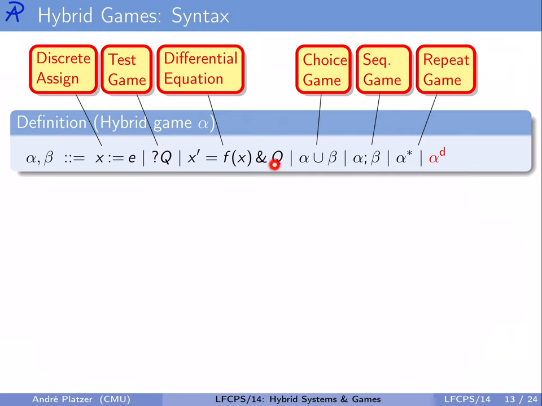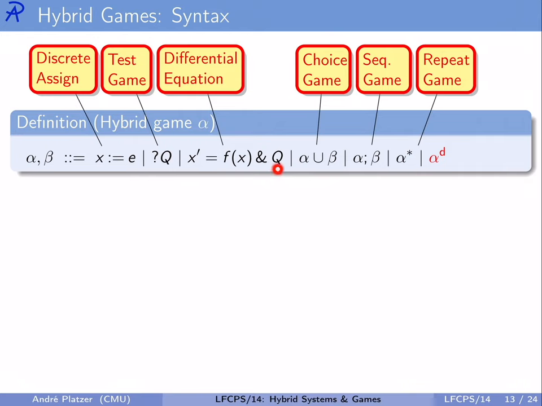Differential equations are like in hybrid programs, but now the Angel player is in charge to decide how long she wants to follow the differential equation x prime equals f of x. Of course, she will still have to make sure that she always stays inside the evolution domain constraint Q, a logical formula that she can't leave at any moment during the continuous evolution along the differential equation.